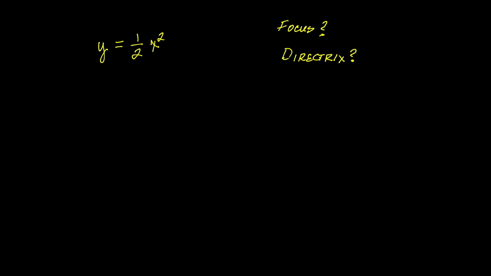So let's consider this example. Simple example, y equals 1/2 x squared. We know this is a parabola from what we already know about graphing parabolas, but if we want to write it in a context where I can figure out what is the focus and what is its directrix, I want to write it in the form of x squared equals 4py.